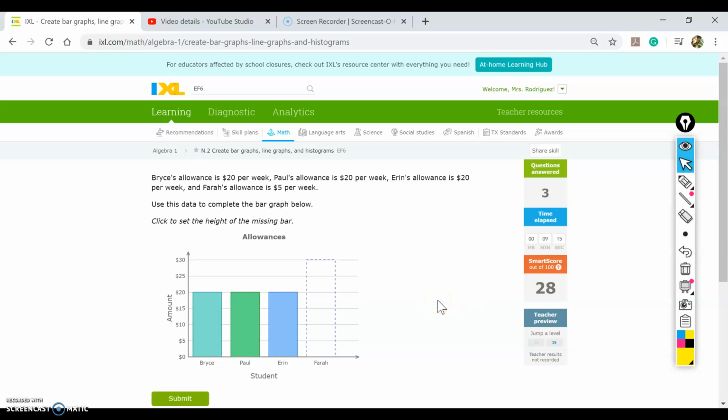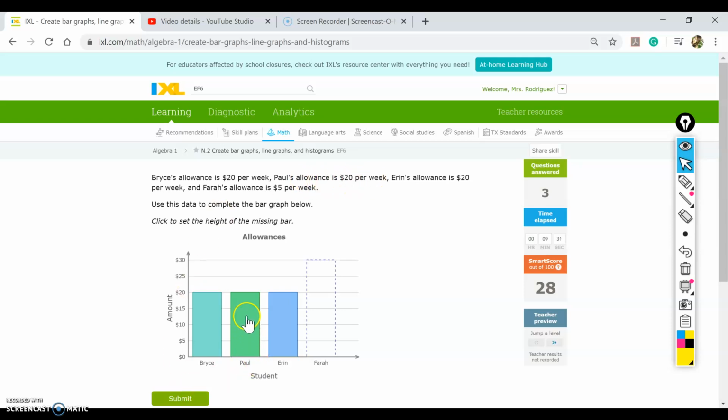Now we're going to do the same for this one here. So you need to read the question, otherwise you're not going to get it correct. So I'm going to read it in here. Bryce's allowance is $20 per week. So I go to Bryce, 20. There you go. Paul's allowance is $20 per week.